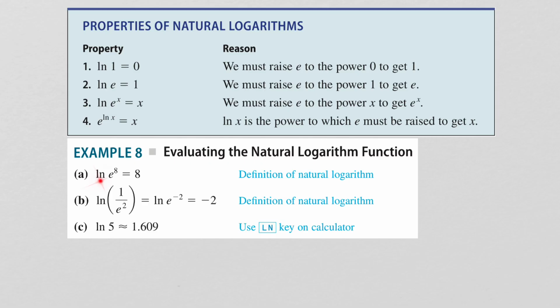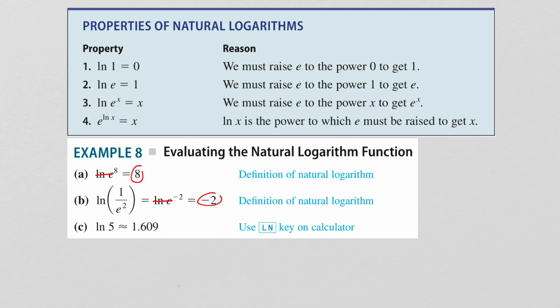So natural log of e to the 8, basically you can think of the natural log and the e canceling out and just giving you the number 8. The natural log of 1 over e squared. 1 over e squared can be rewritten as e to the negative 2. And now once I have that, the natural log and the e cancel out and we just get negative 2.